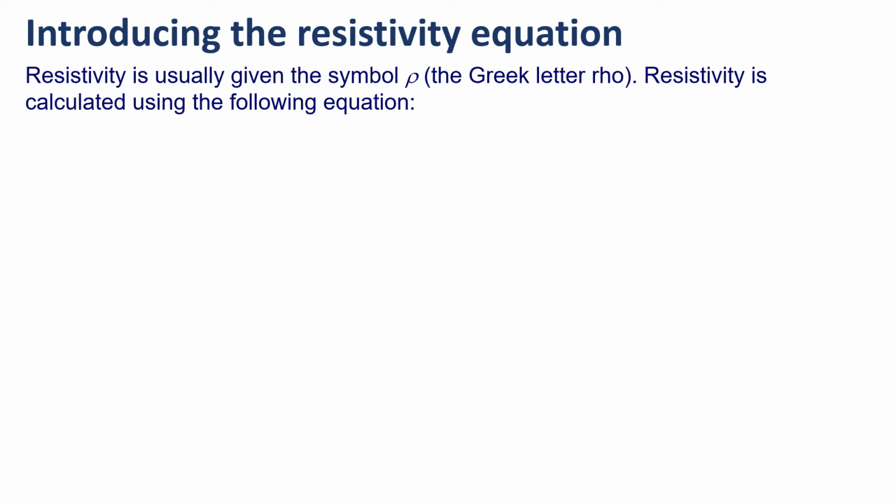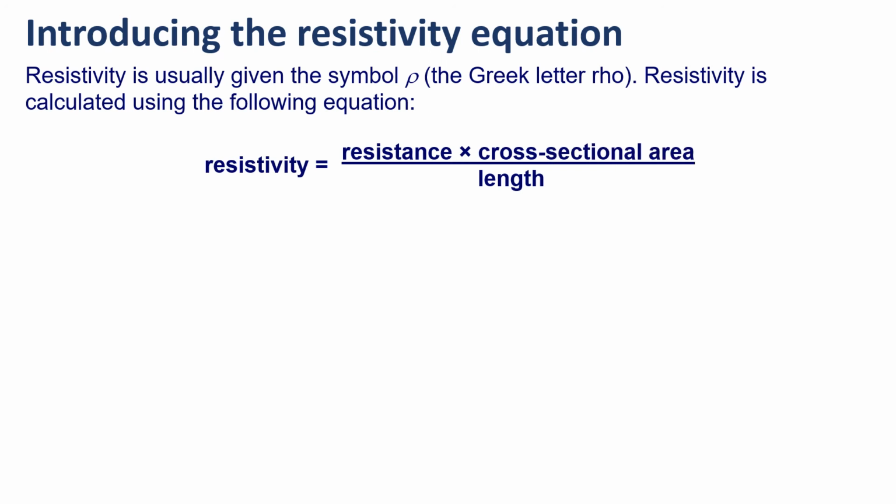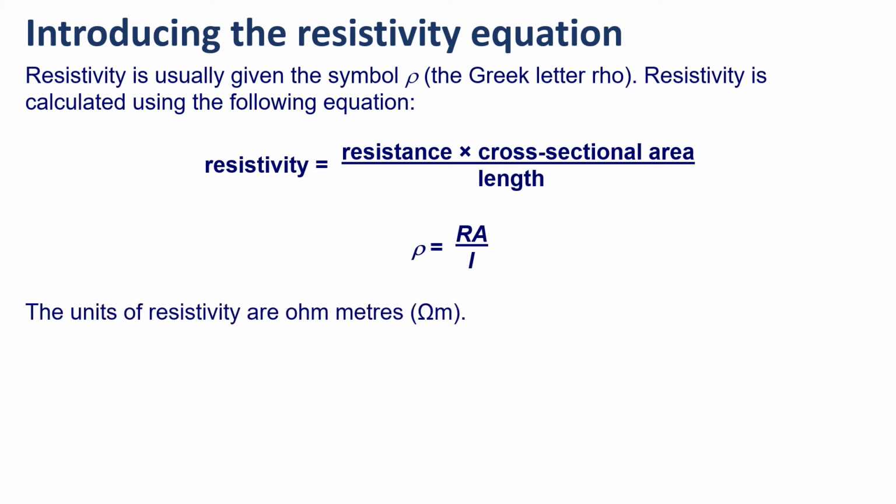Resistivity is calculated using the following equation. It's the resistance times the cross-sectional area divided by the length. In symbols, ρ = RA/L. That's an L, not an I. And you'll find this on your data sheet. Okay. The unit of resistivity is the ohm meter.